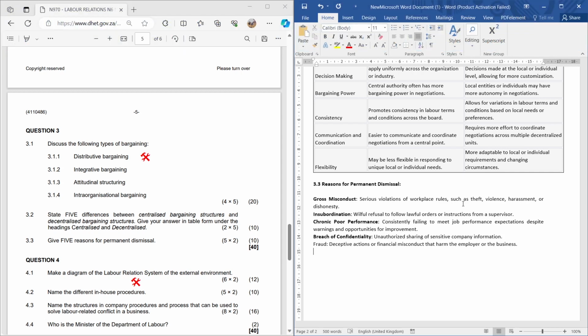Right? And then the next reason is breach of confidentiality or breach of contract or something along those lines, right? Okay, 1, 2, 3, 4, that wasn't the last one. And then we have breach of confidentiality.